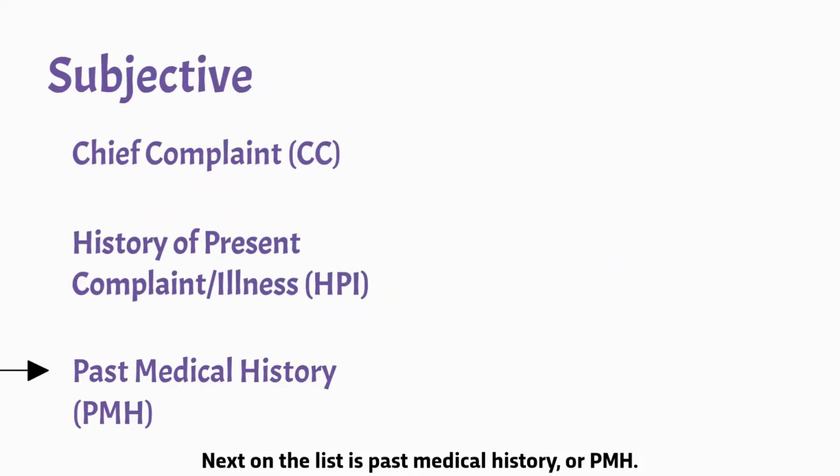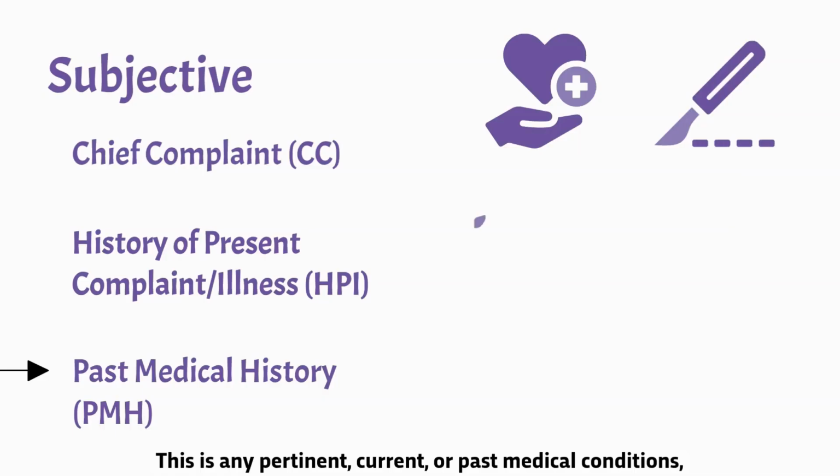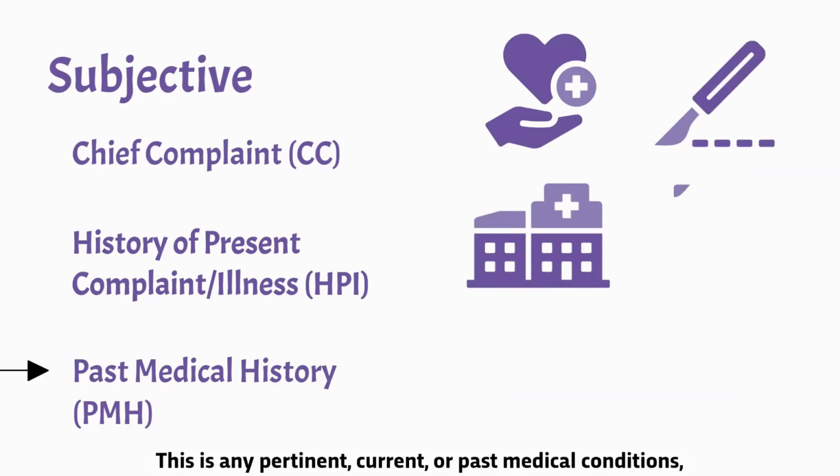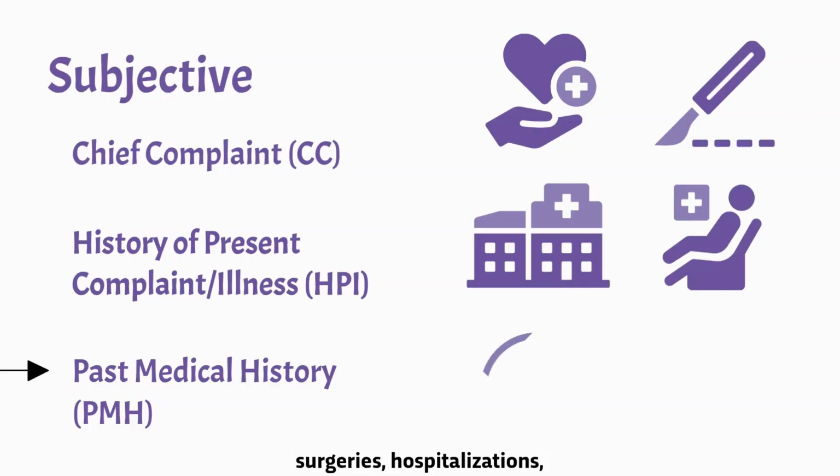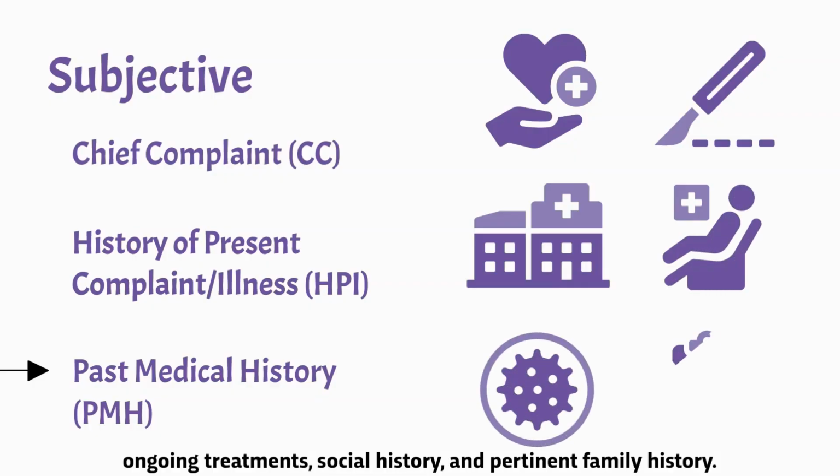Next on the list is past medical history, or PMH. This is any pertinent, current, or past medical conditions, surgeries, hospitalizations, ongoing treatments, social history, and pertinent family history.